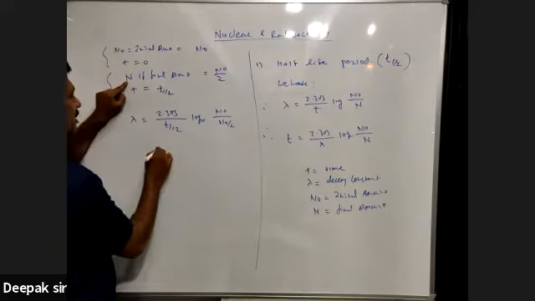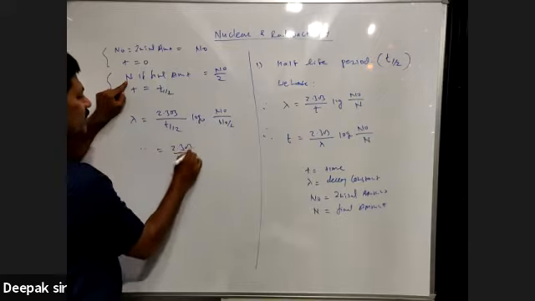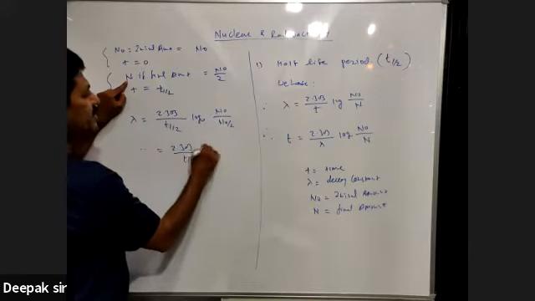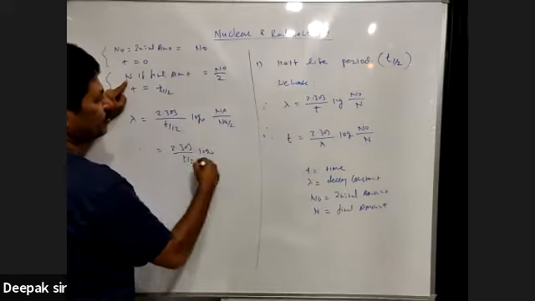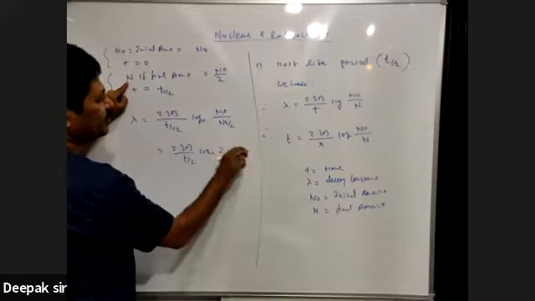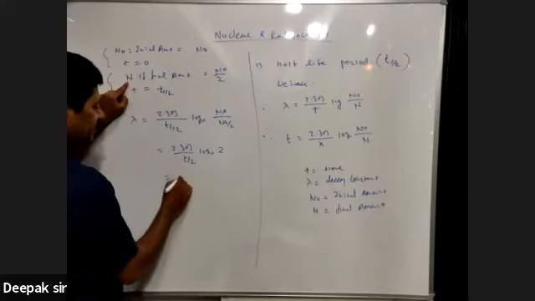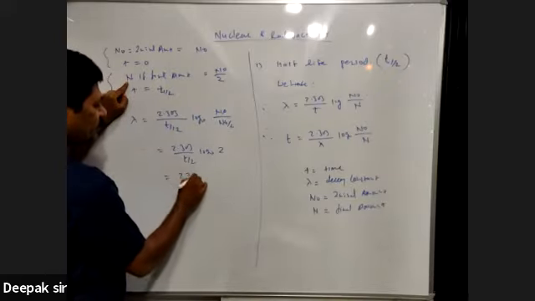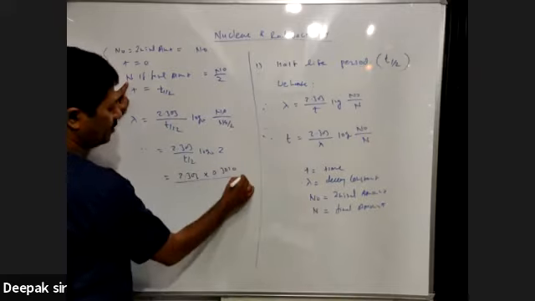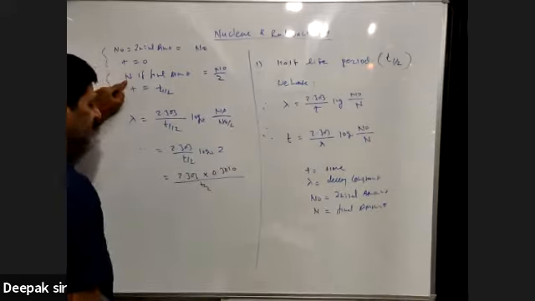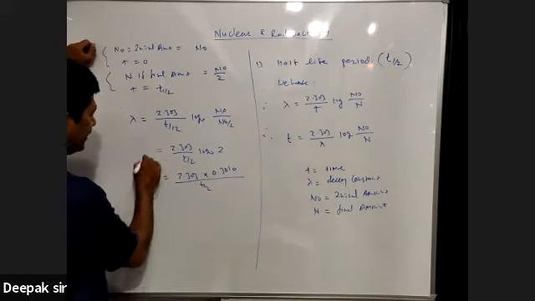So therefore this is 2.303 upon T1/2 log base 10. Now what will happen? N0 N0 will cancel. So this will become 2 by 1, that is 2. Now this will be 2.303 into log 2, which is 0.3010, upon T1/2. We take this on this side, and lambda we bring to this side.